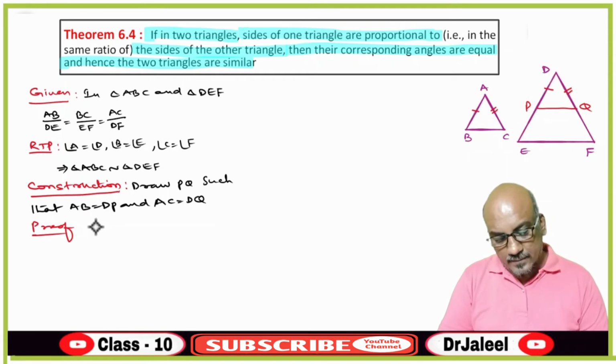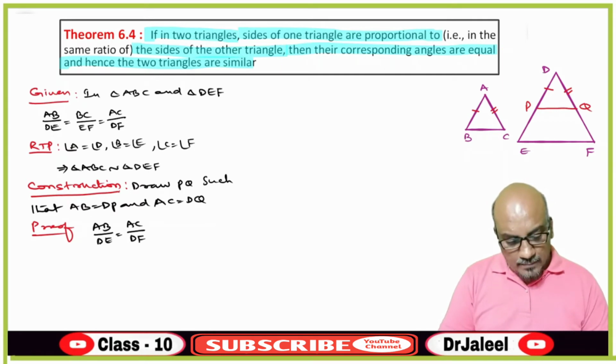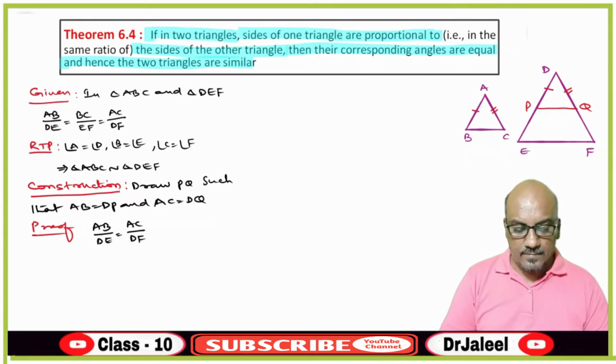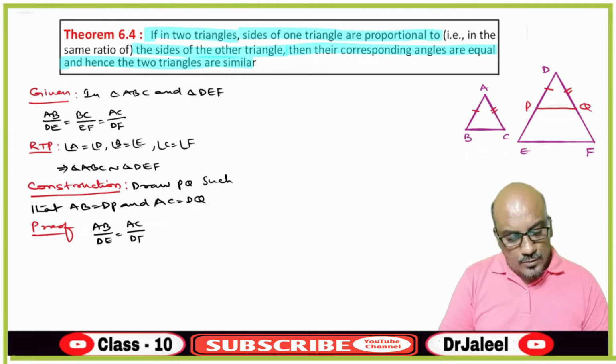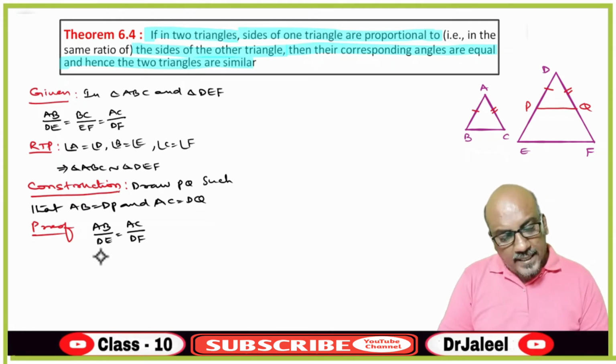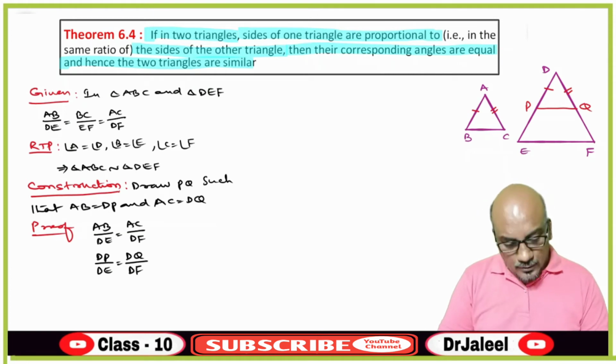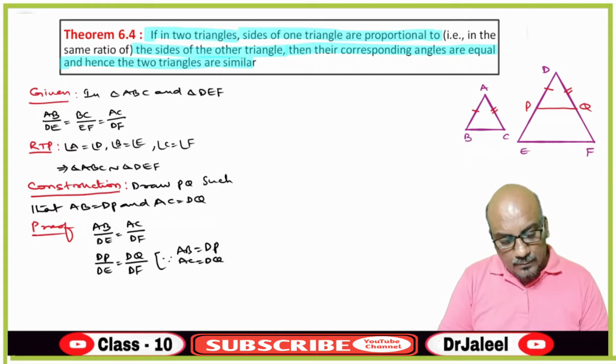Let's mention it. What am I taking? AB by DE is equal to AC by DF. Only these two I am taking. I am not taking all the three sides. So now AB can be replaced with DP by DE is equal to AC can be replaced with DQ by DF. You can write the reasons here also, because AB is equal to DP and AC is equal to DQ.